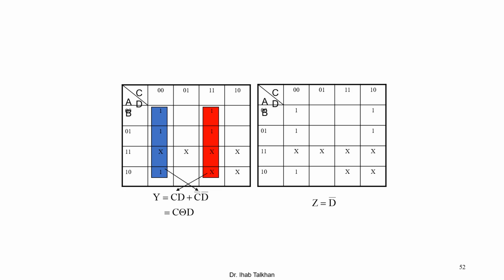Now if you talk about Z, you find that this group will give you D bar, and this also proves what we mentioned before about the obvious solution. So now we have 4 equations for W, X, Y, Z. In the next slide, we are going to show you the equivalent hardware.